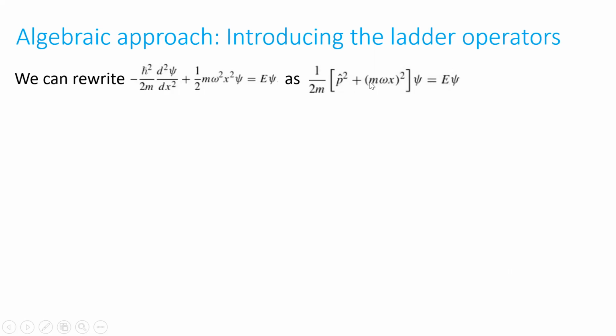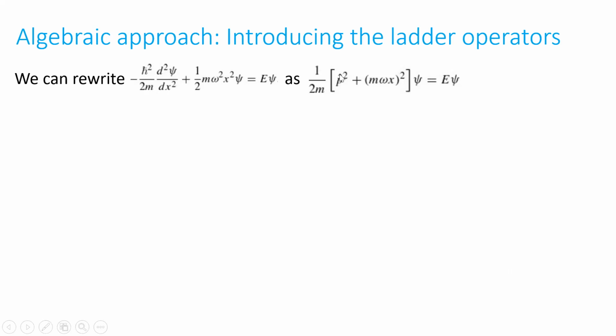We can see this second term, m omega x, if we square it, it's m squared omega squared x squared, over 2m, becomes m over 2 omega squared x squared psi. So the second term is pretty clear. And then if you remember that the momentum operator is minus i h bar d/dx, then when we square it, we get minus h bar squared d squared/dx squared.